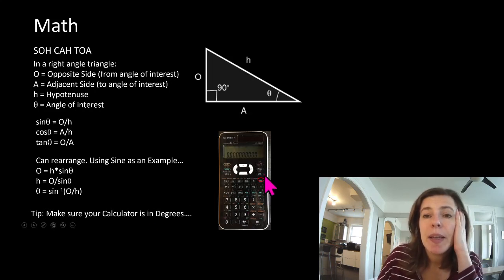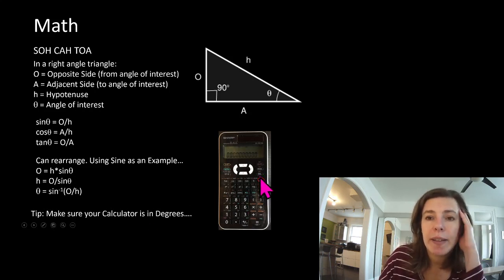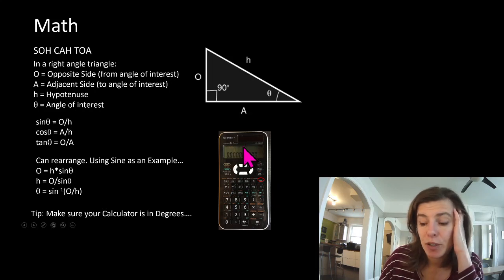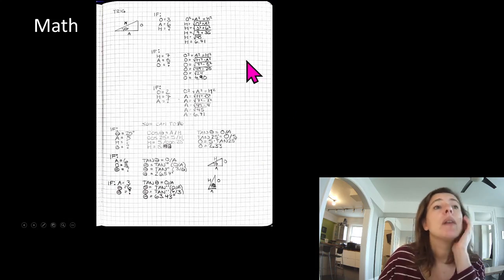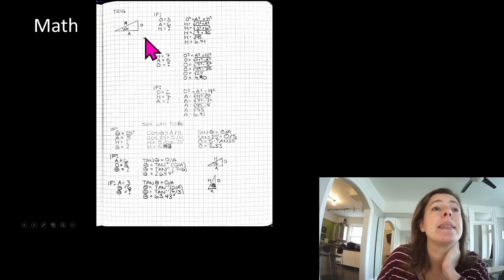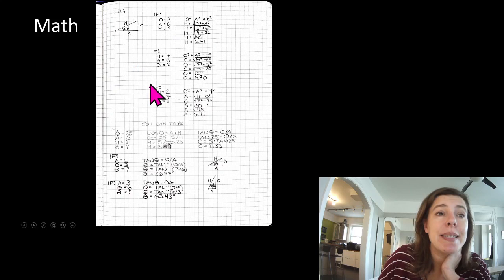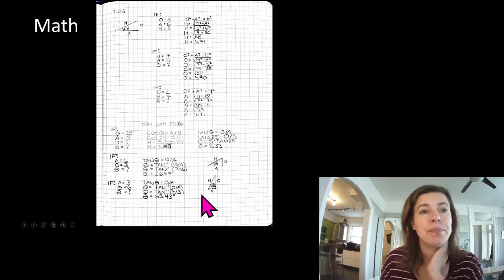Hot tip, make sure your calculator is in degrees. There's a tendency for people to forget and put their calculator in radians and end up with the wrong answer. So here's just a quick example for you. Feel free to go through and practice these, where if we knew these elements, what are the other two elements? Definitely practice these. Give them a try.